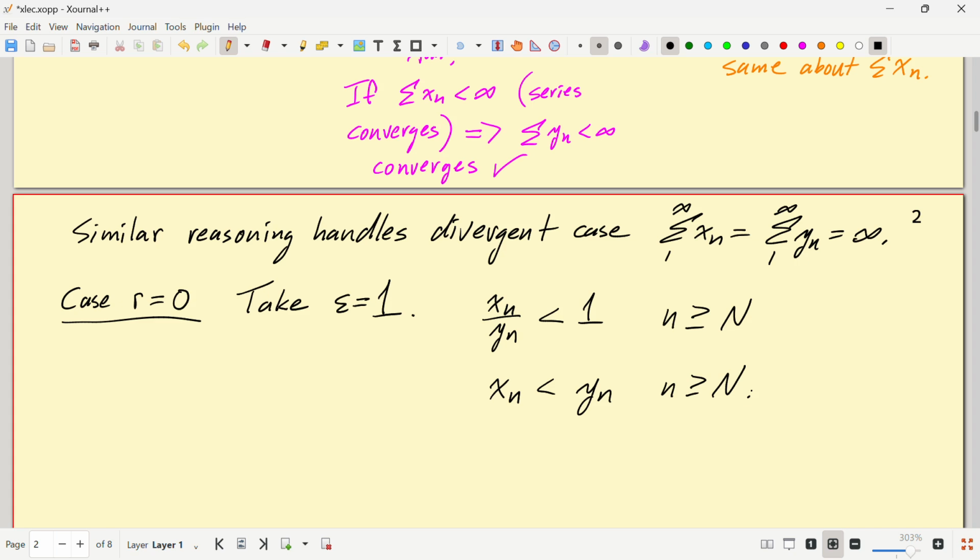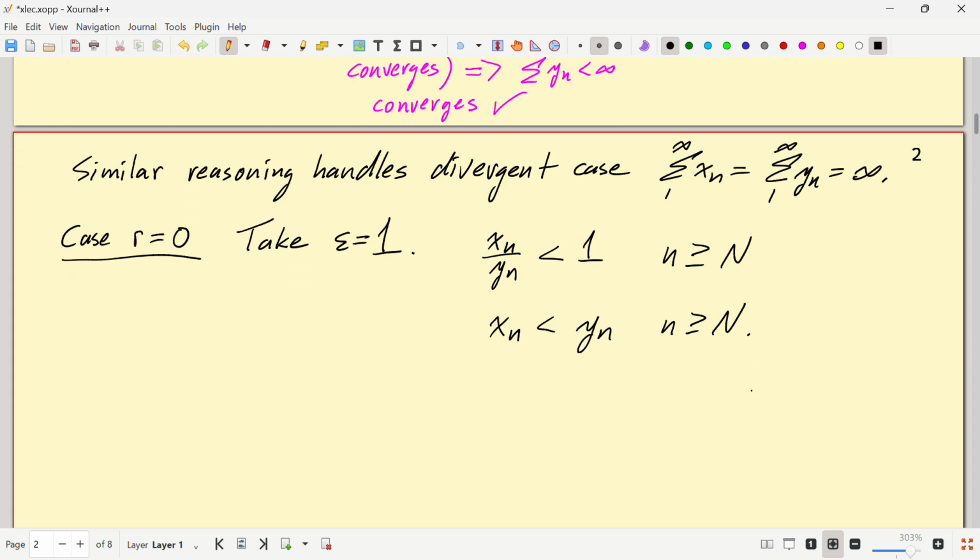Let's see. Do I get something else? Maybe I do. No, that's all I get. I only get the convergence case. Okay, so it's easier, but I only get one inequality. I don't get two inequalities. So that's why there's only a one-way direction.